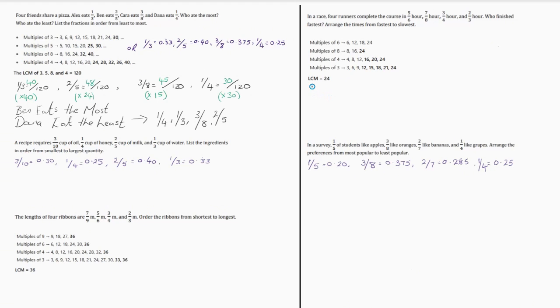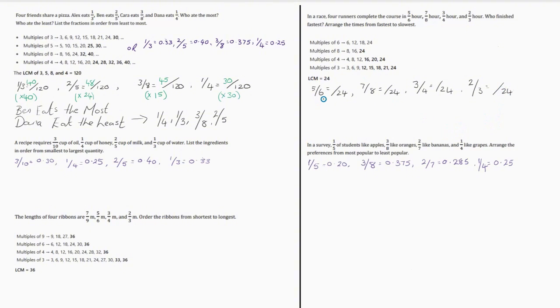So we're going to do 5/6. We have 7/8. We have 3/4. And then finally we have 2/3. And our new denominators. Right. Now remember what I said? You've got to times them out, haven't you?